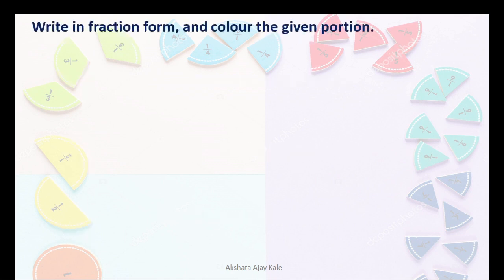Write in fraction form and color the given portion. See here, it is given 5 upon 7. Here 5 is in the numerator and 7 is in the denominator. That we know, isn't it? The upper number is the numerator and the number below the line is called the denominator. Okay, what did they say? We have to color the given portion.